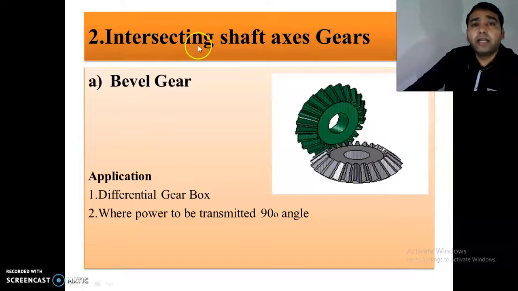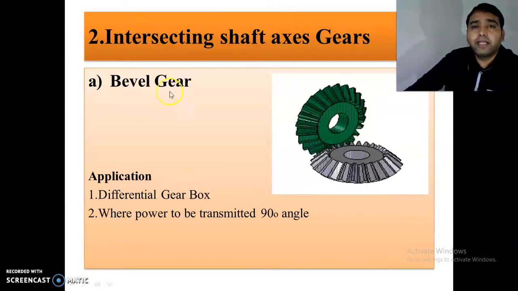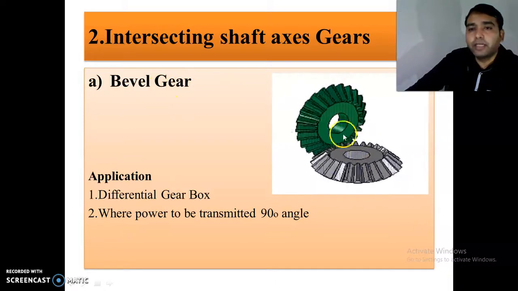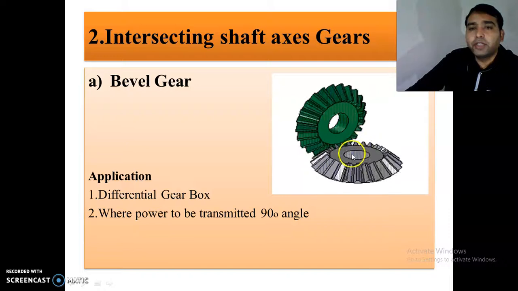Now second, intersecting shaft axis gear. That means two shafts intersect with each other. So in that case, the bevel gear are used. The two shafts are intersecting with each other as well as perpendicular to each other. In that case, the bevel gear are used.